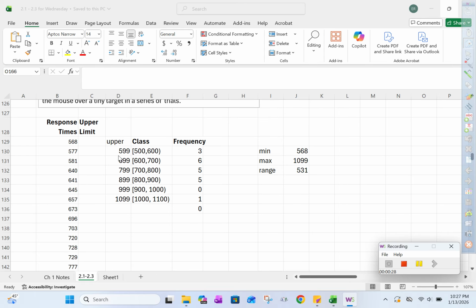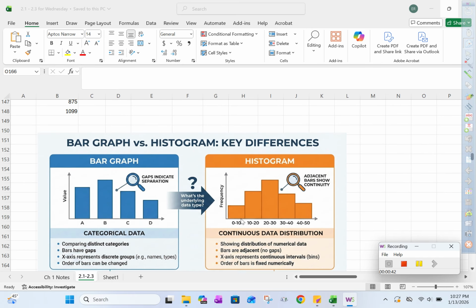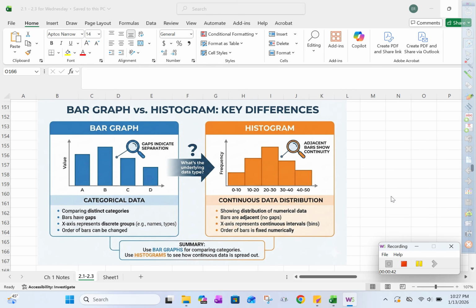into individual values. So we set up our classes, class size of 100. Remember, the left side is included, the right side is not, and we used our frequency function in Excel to help us fill that frequency table out. What we're going to do is go over once again the difference between a bar graph and a histogram and hit on some key points.